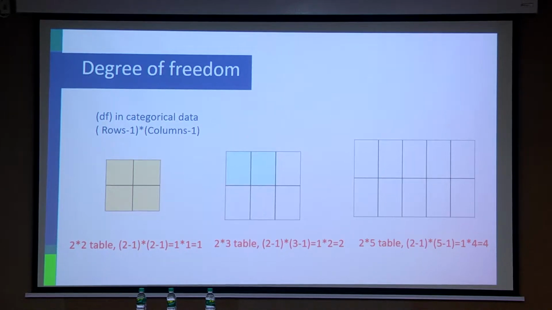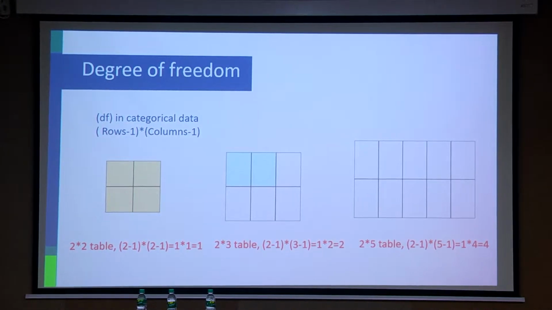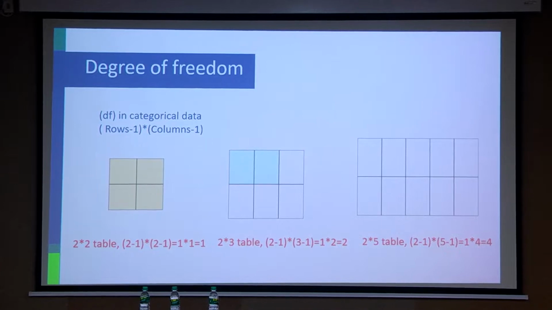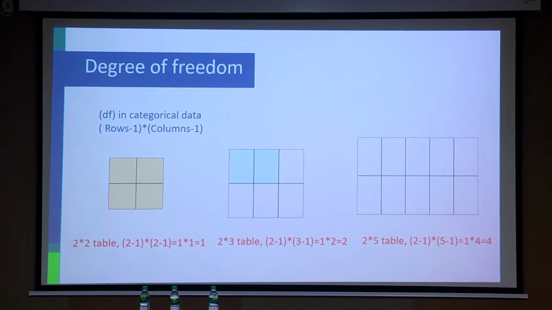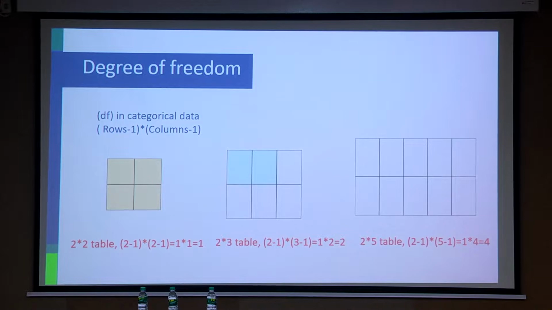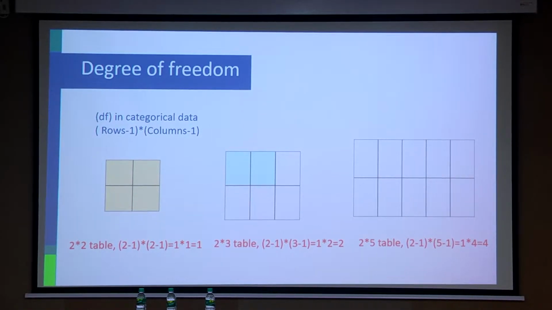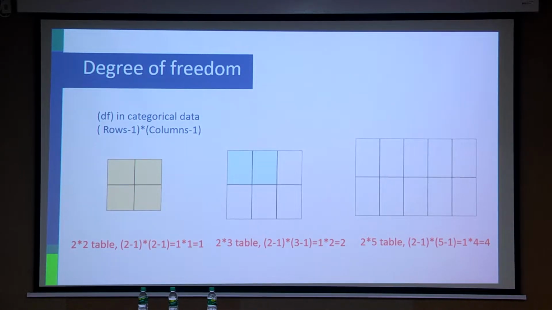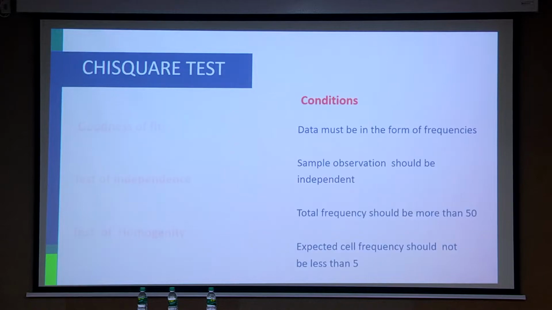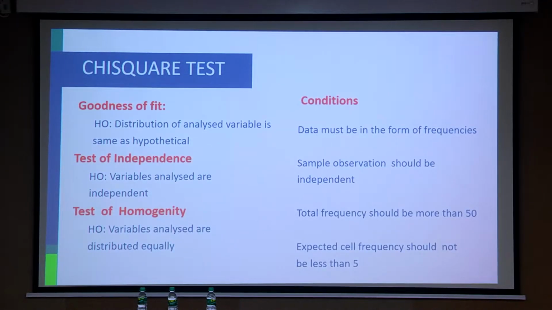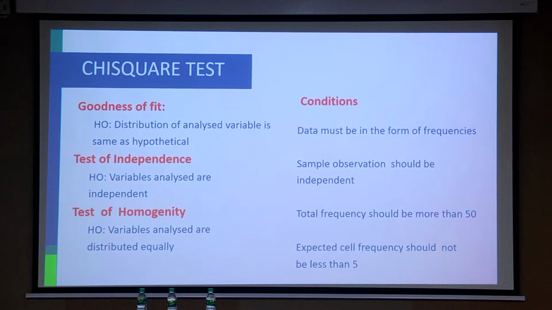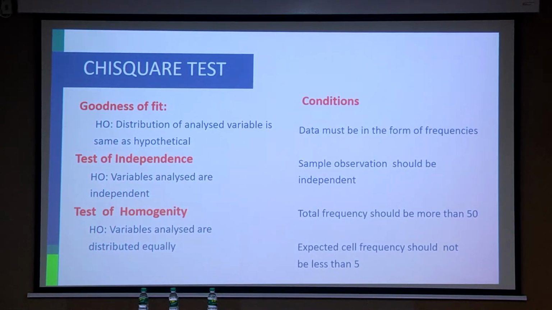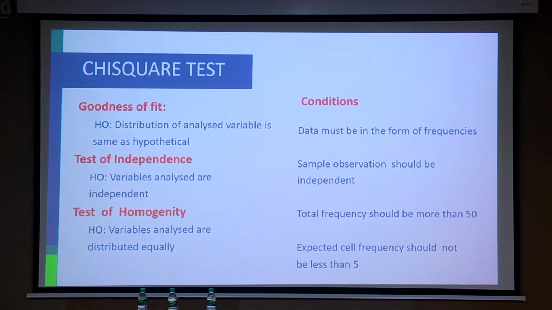If it is a contingency table, the degree of freedom is the product of row minus 1 and column minus 1. As the degree of freedom increases, the distribution becomes more and more symmetrical. If it goes beyond 30, it becomes a normal distribution. To do the chi-square statistic, there are some conditions. The data must be in the form of frequencies, the sample observations should be independent, the total frequency should be more than 50, and the expected cell frequency should not be less than 5.